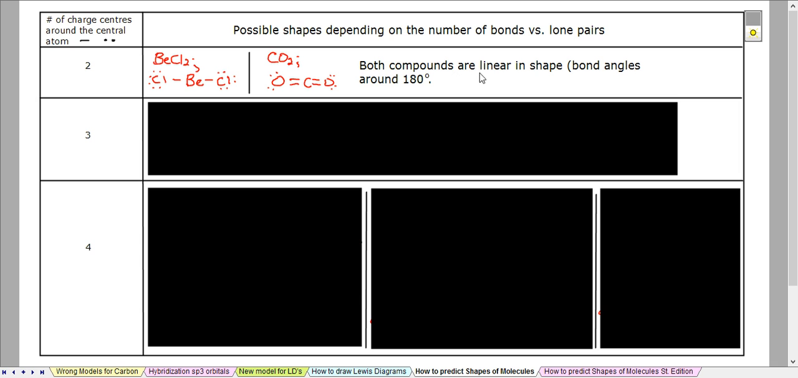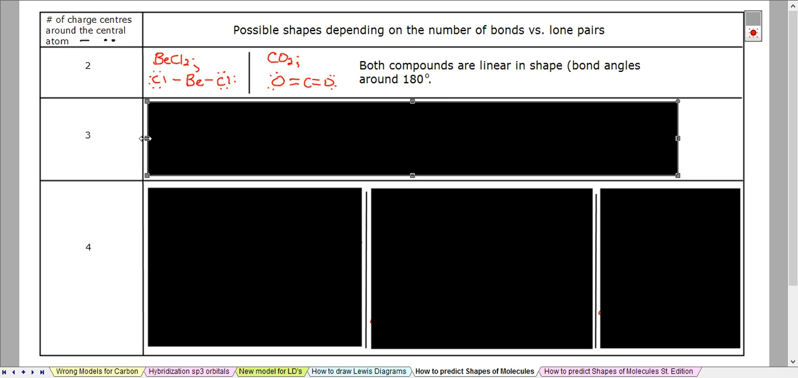And so both compounds are linear in shape. The bond angles are around 180 degrees. Alright? And we could just, for our purposes, say they're 180. It all depends. If I had oxygen here and sulfur here, it would change up the bond angle slightly, but that's something for university, not for us to worry about. Okay, so again, a charge center is either a bond, could be a single bond, could be a double bond, could be a triple bond, but a bond is 1 charge center, or a lone pair.